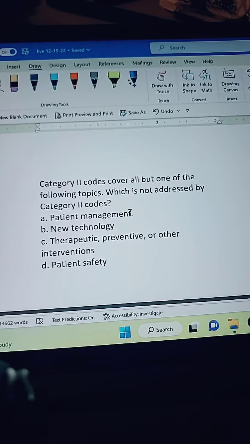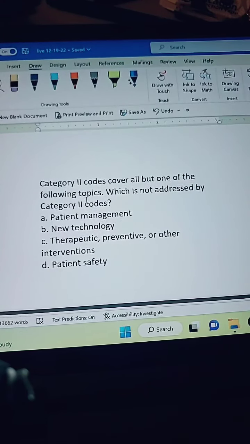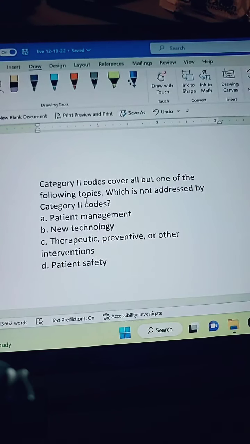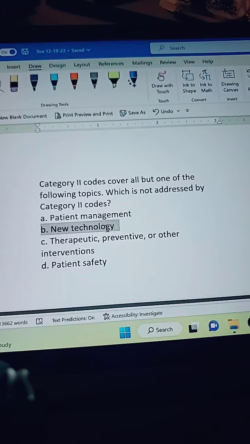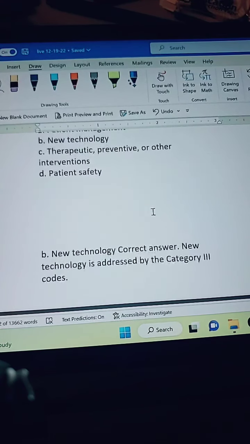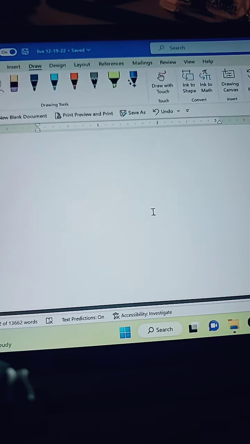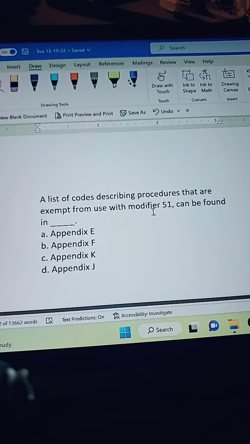Anybody know the answer to this one? I think she did get it. Who was that? Island got it with the B, new technology. New technology is not addressed in Category 2. Don't forget to read your sentence, because you probably assumed it asked you what was in Category 2, but it was a not. So you were looking for an incorrect answer. Those are rough. I hate it when you're looking for a wrong answer.